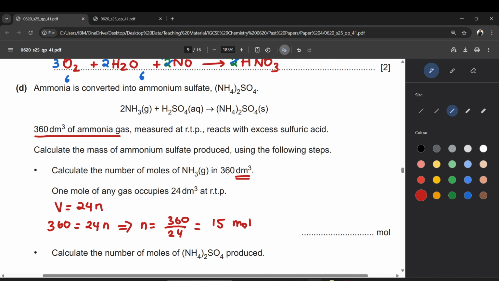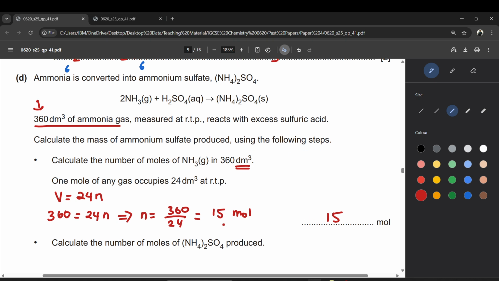Okay, now don't get confused that, how can you have such a big number of moles, because look at the amount of gas. 360 cubic decimeter is a huge number. Okay, because this is not even cubic centimeter. Cubic decimeter is a lot bigger unit than cubic centimeter. So you can have situations where you can have higher number of moles.